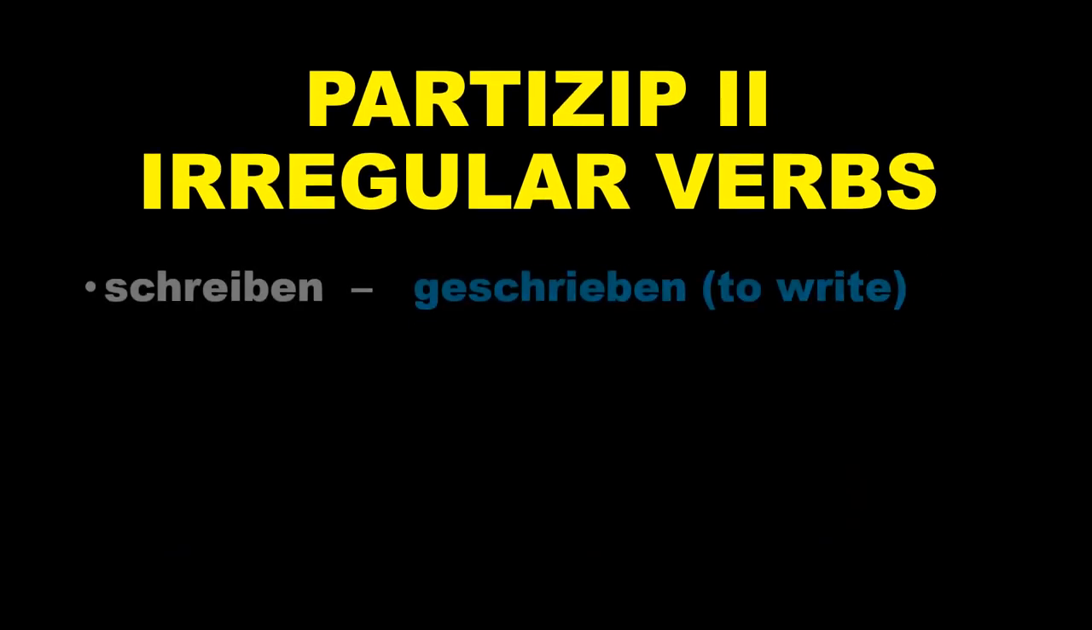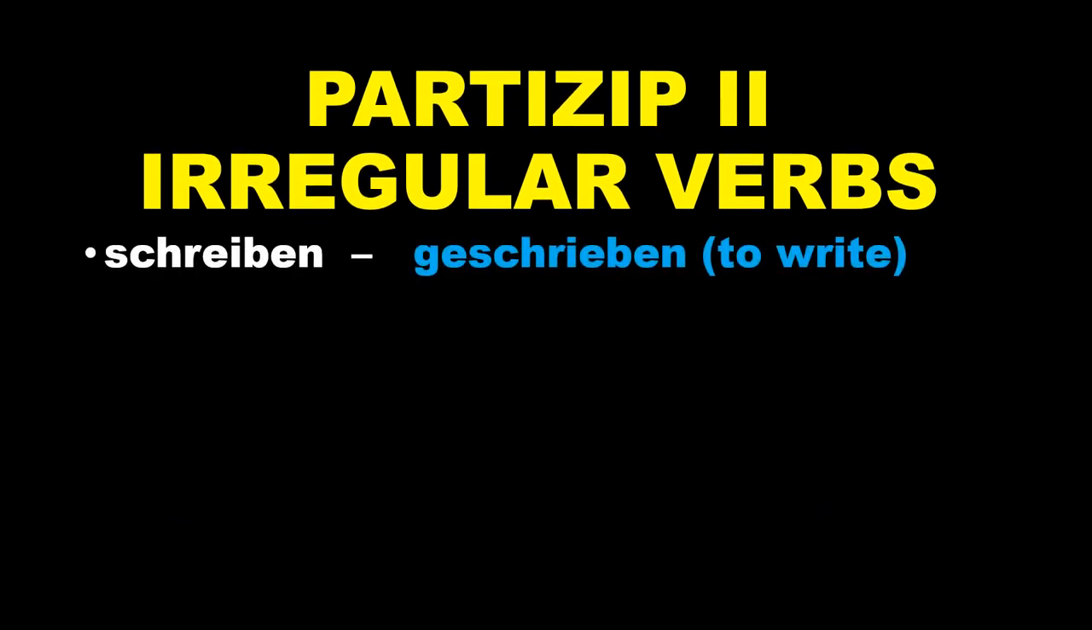Some more examples for such kinds of verbs. Schreiben, to write. The participle I form will be geschrieben. You have to be very careful while writing this spelling, because in the first one, schreiben, it is E-I, but in the participle I form it has become I-E. That is why the pronunciation also changed. Geschrieben. So be careful while writing such participle I forms. Most of the students make mistakes here. Schreiben, geschrieben.